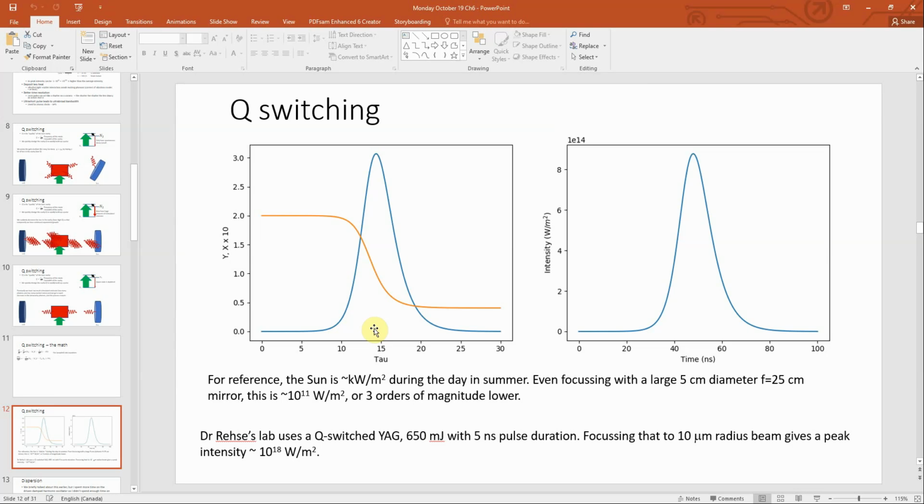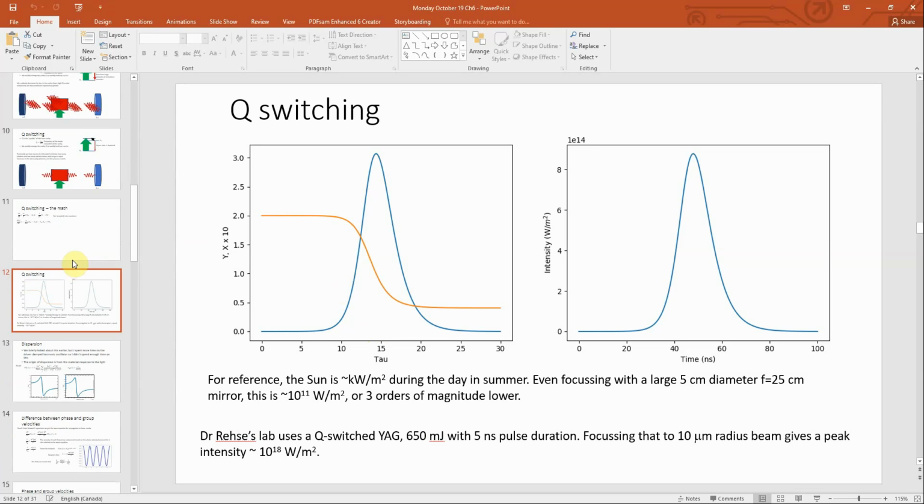Also, the light's coherent. But that's just from this example. For something that actually exists on campus, in Dr. Razy's lab, he used a Q-switch laser at 1064 nanometers, which is 650 millijoules in a 5 nanosecond pulse duration. If you focus that to 10 microns, which would be about what you would do with that mirror described with the sun, it would give a peak intensity of 10 to the 18 watts per meter squared. That's actually 7 orders of magnitude higher than what you could ever get from focusing the sun. So you can get really, really high peak intensities from this.